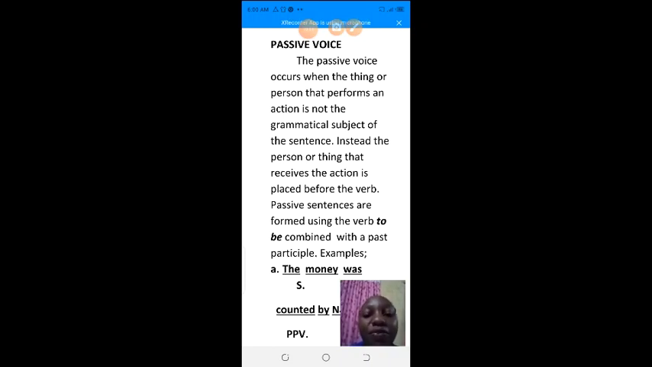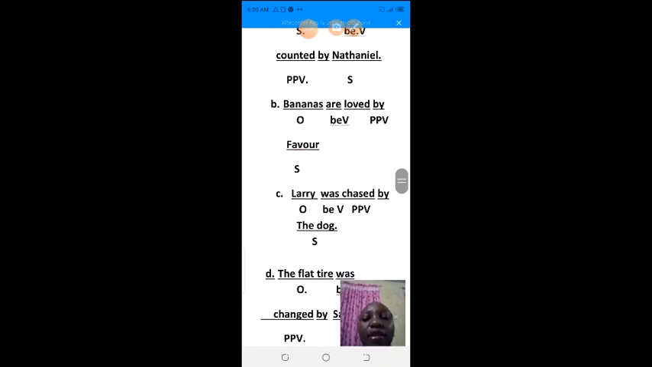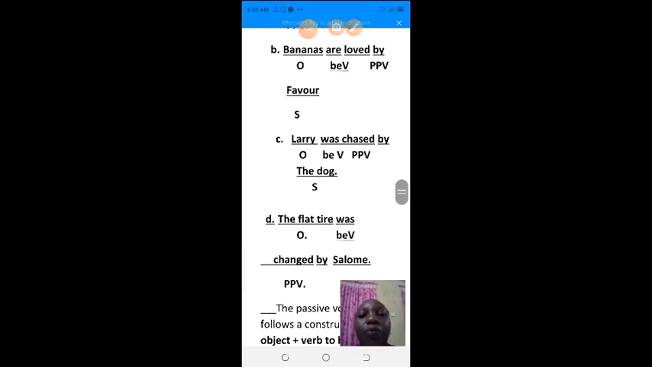In the passive voice, the object comes first, and then there is a verb to be, and then the next one is the past participle form of the verb, and then the subject comes last. In the passive voice, object first, the verb, and then the subject. Let's see examples.